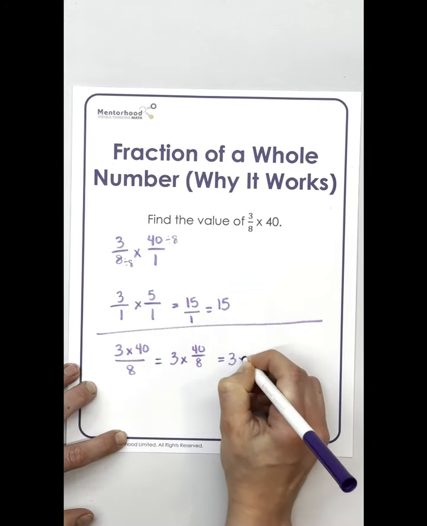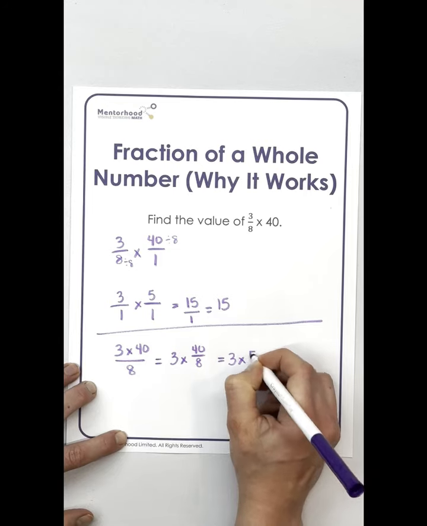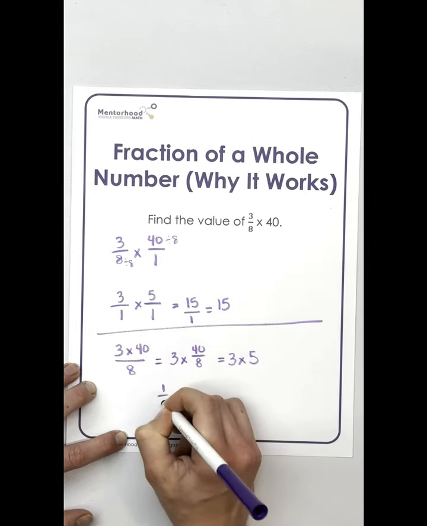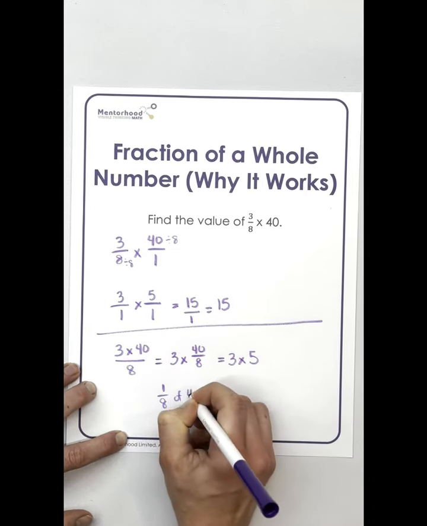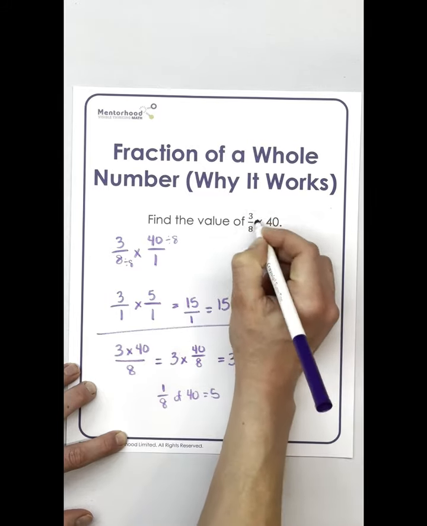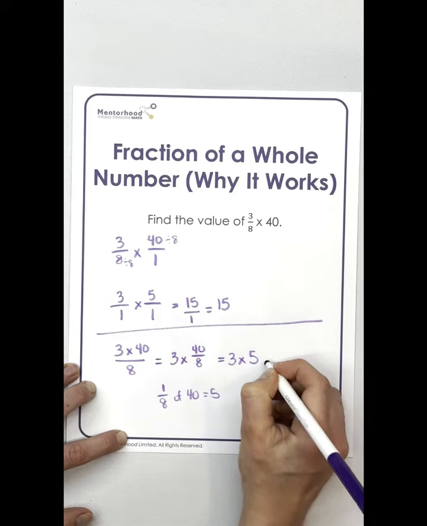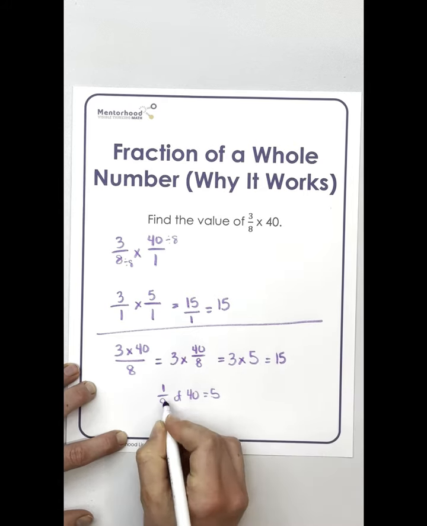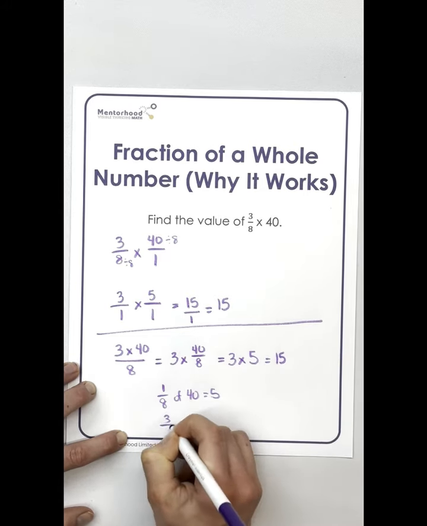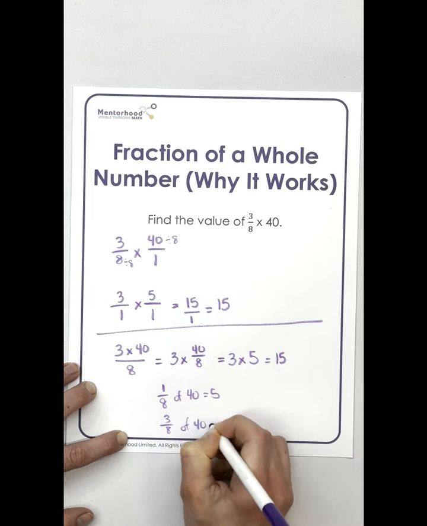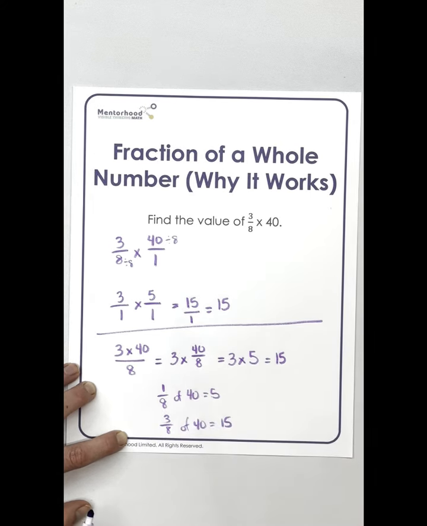Okay, so what's that going to give me? This is going to be 3 times, what's 40 divided by 8? That's 5, right? So 1/8 of 40 equals 5. So if I want 3/8 of 40, I simply do 3 times that. 3 times 5 gives me 15. So if 1/8 of 40 is 5, then 3/8 of 40 would be 15. And that's it.